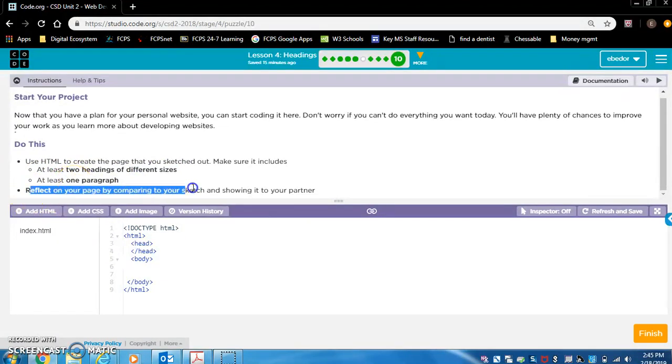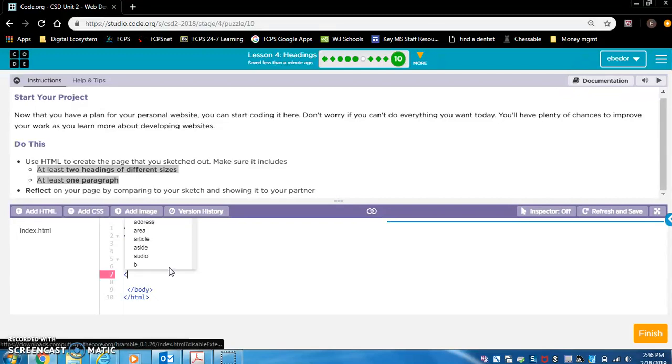Reflect on your page by comparing to your sketch. Okay, let's forget about that step for now. Okay, so make it about anything you want, and it needs two different headings and one paragraph. So, of course, always we want to put it in between the opening and closing body tags, okay? Don't put content up here, okay, in between.